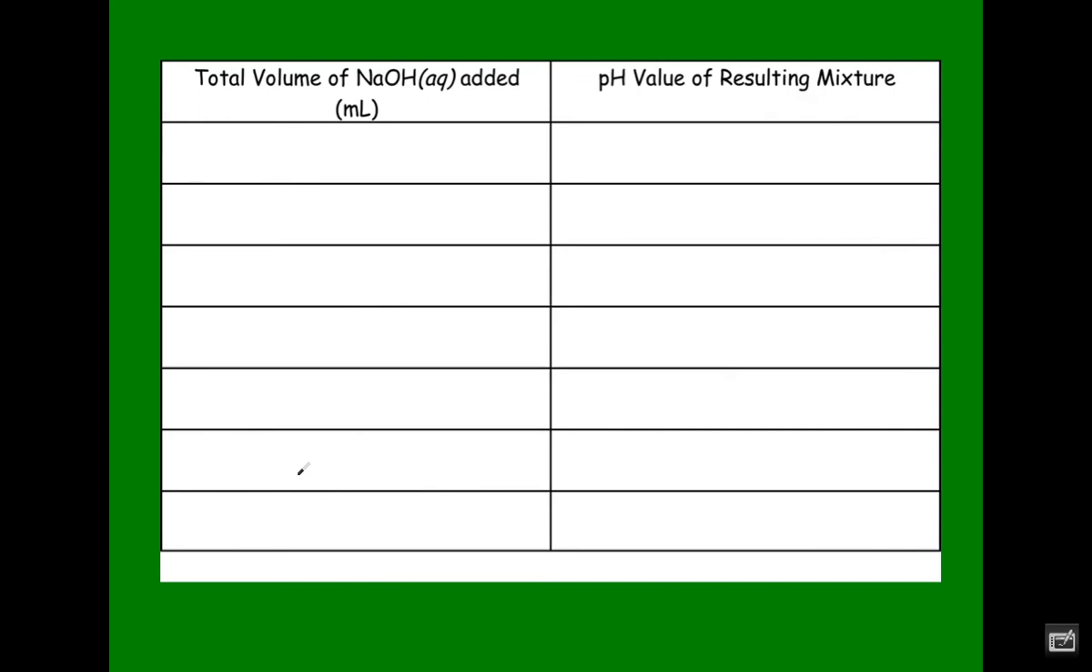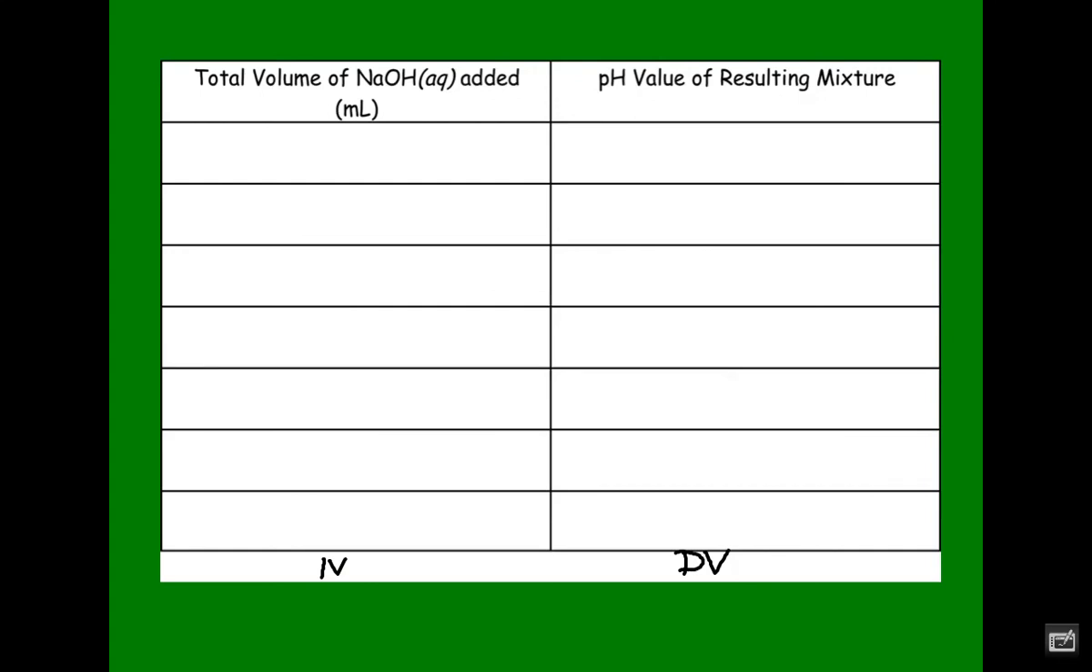Okay, so step 1 says to organize the data by completing both columns of the data table provided so that the volume of NaOH increases from the top to the bottom of the table. Now by looking at the data table, I already know a couple of things. I know that the volume of sodium hydroxide added in milliliters is my independent variable. So this is my independent variable, and this one is my dependent variable, just by the organization of the data table. And that will actually help me with my graph.